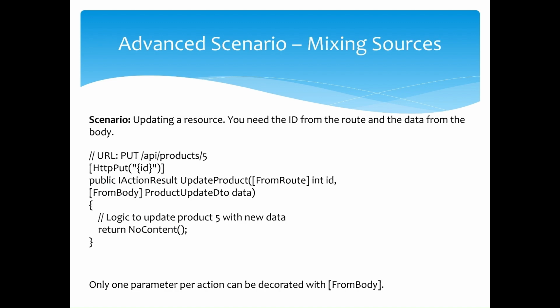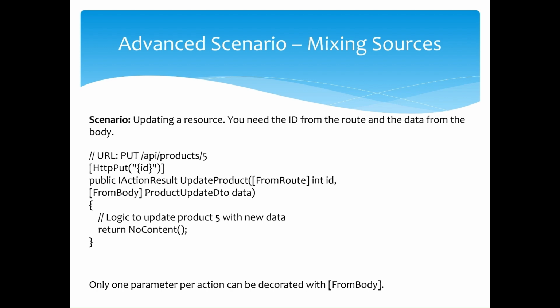In real world enterprise applications, you rarely use just one source at a time. A highly common pattern is mixing these sources. Consider a resource update scenario using an HTTP PUT or HTTP PATCH request. Look at this example. We have a PUT endpoint here, which is api/product/{id}. To update a product in a RESTful way, we need to know which product it is.